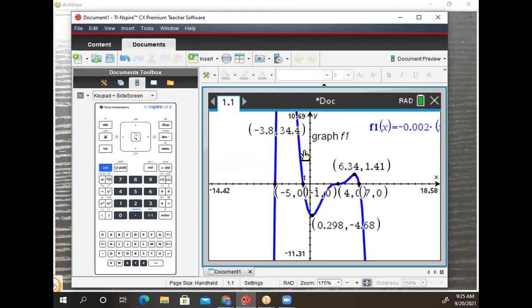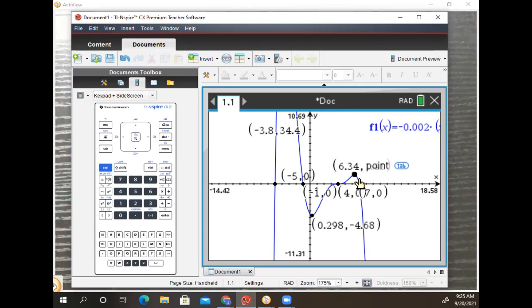So from negative 3.8 until, a lot of points in here, until here. Here's where I turn around, and that x value is 0.298. So decreasing interval from negative 3.8 until 0.298. And then I turn around and I'm increasing again. We've got an x-intercept with some cubic behavior there, but I'm still increasing until I hit this point here. So I have an increasing interval from 0.298 until 6.34.